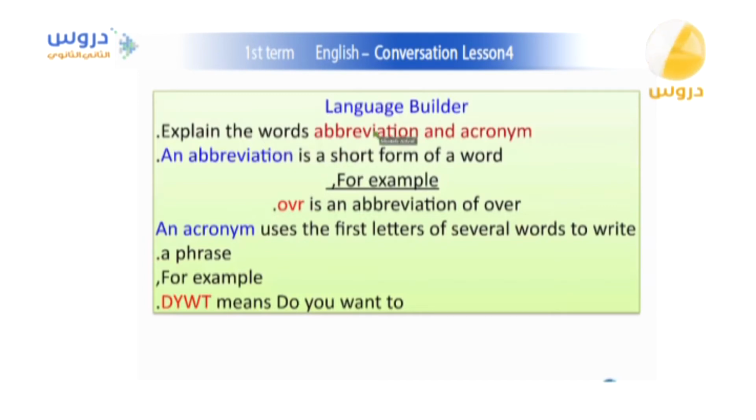Now we have a lot of words. The first two words we need to remember, because your teacher may ask in the test, bring an example for abbreviation or write an example for acronym. So an abbreviation is a short form of a word. For example, over. We don't write it out, we write it O-V-E-R.